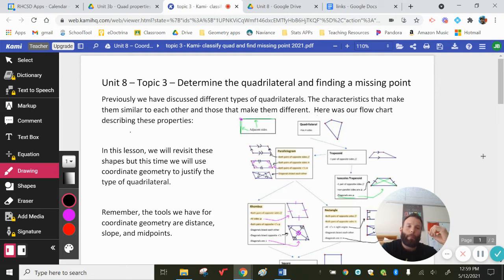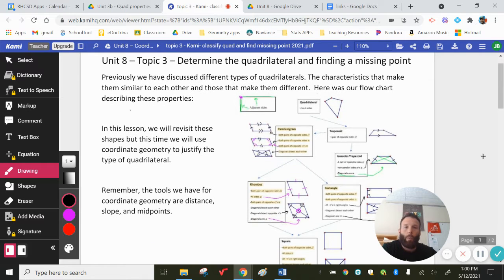So I included in these notes the flow chart that we used back when we studied quadrilaterals in proofs. But now we're talking about quadrilaterals on the coordinate plane. So we'll talk about how the difference is here. We learned about these different kinds of quadrilaterals and what makes them similar to each other, but also what makes them different from each other using certain properties.